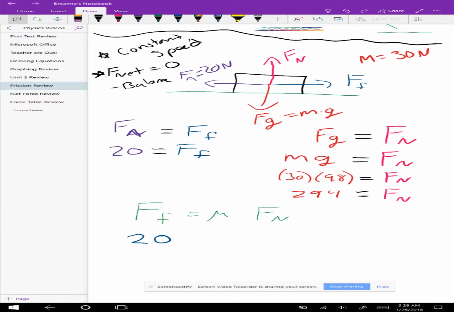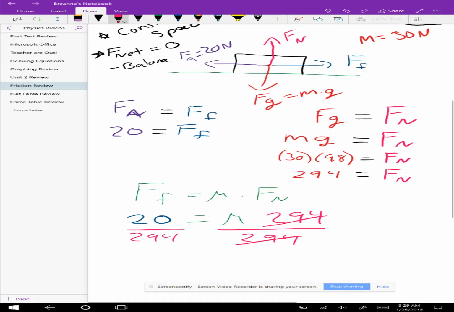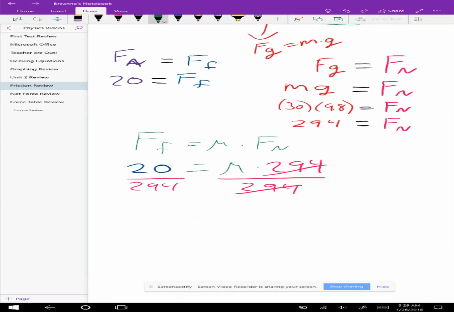Your frictional force was 20, equals your mu times your normal force, which was 294. To get mu by itself, you just divide. And so your mu would be 20 divided by 294. That gets you 1.07.